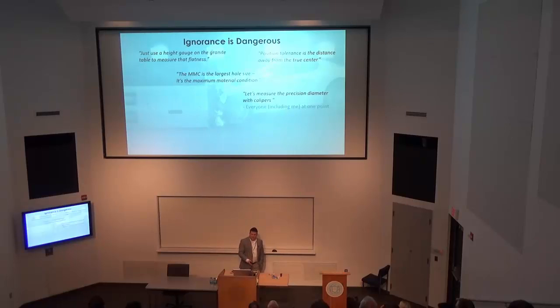Well, the position tolerance is the distance away from the true center. I had an inspector tell me this. And I said, well, kind of, it's half of it, but when you're using a diametric position tolerance, you have to multiply your distance from the true center by 2. It's a total tolerance area.